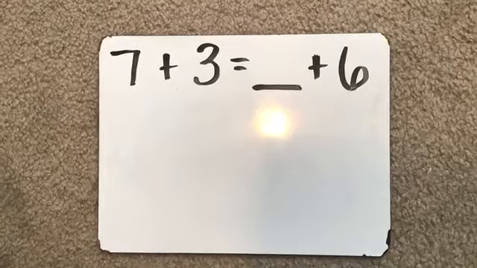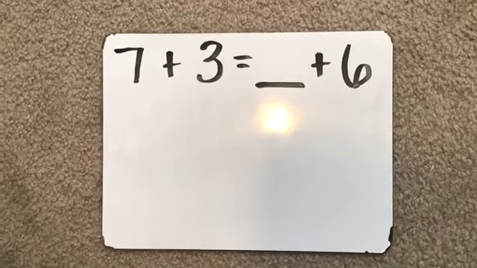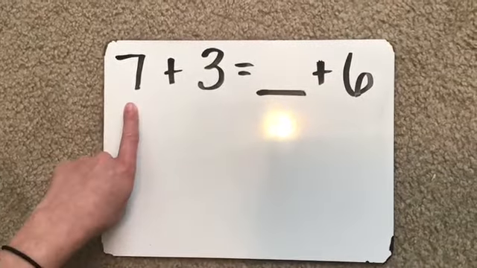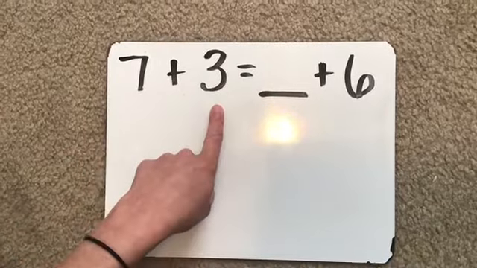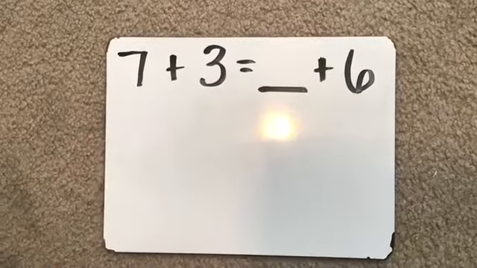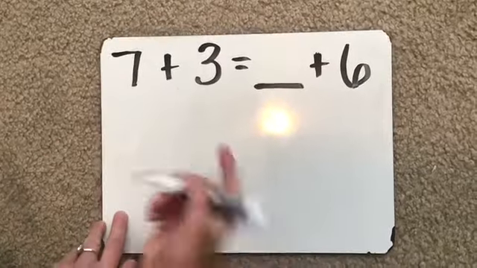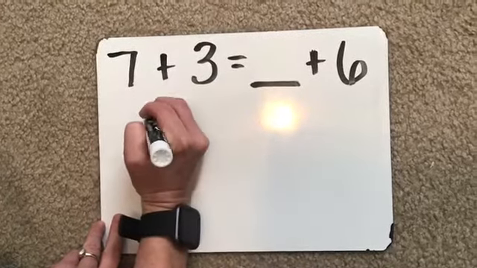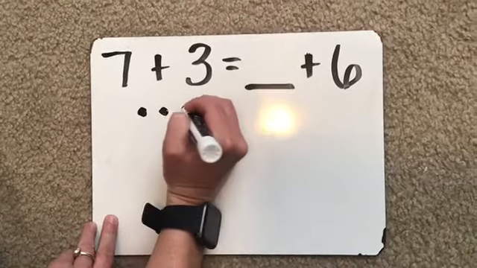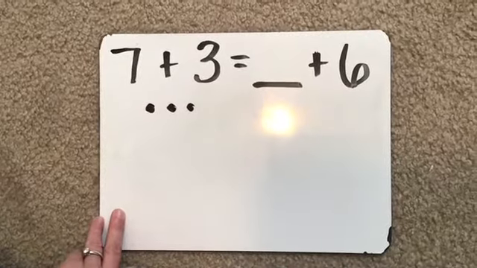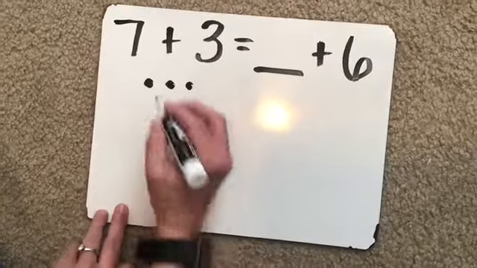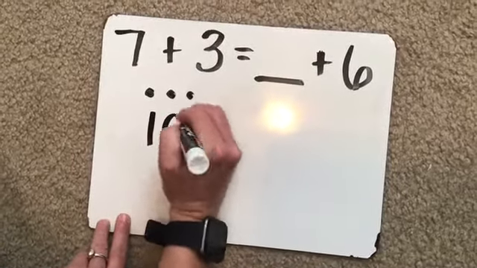Now I have 7 plus 3 equals blank plus 6. This time I'm going to use a different strategy, counting on. So on this side I have 7 plus 3. If I keep 7 in my head and count on 3 more, after 7 comes 8, 9, 10. I counted on 3 more. So 7 plus 3 equals 10.